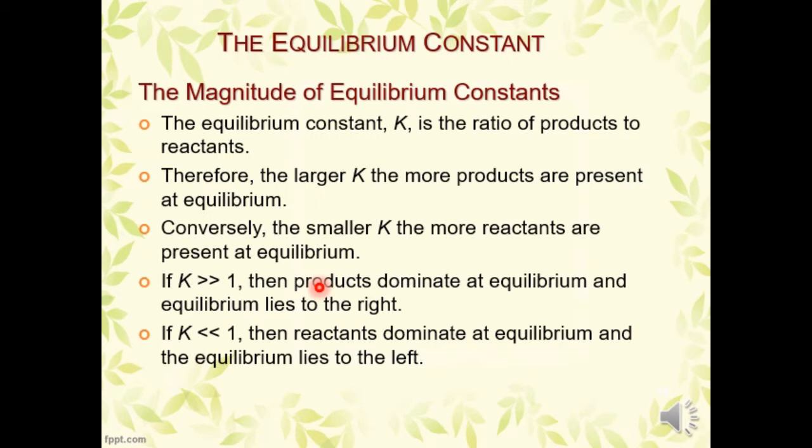This is the point when we say it will affect the position, when you involve the factor of concentration or pressure. And if K is less than 1, then reactant dominates and the equilibrium will lie to the left. So go back to the earlier slide just now. The K value is less than 1, so it indicates that the reactant will dominate and the equilibrium will lie to the left.